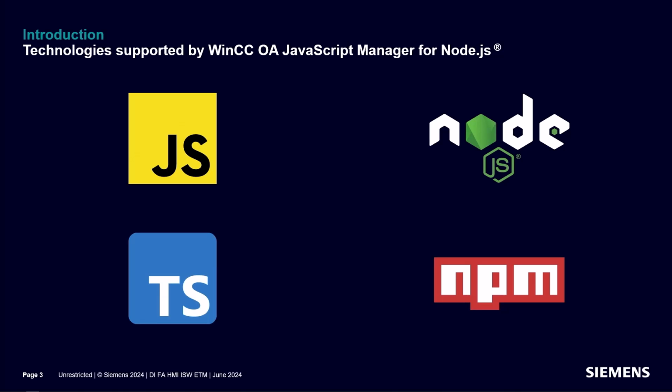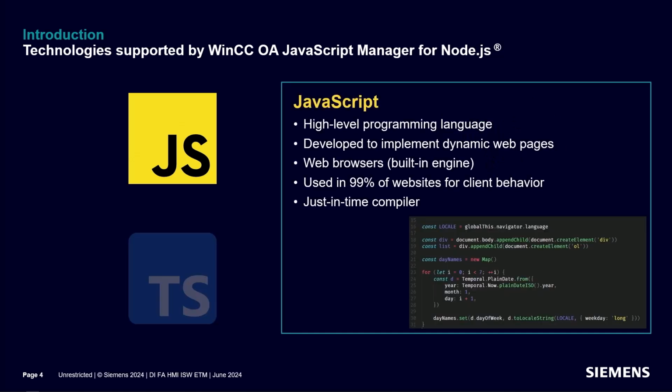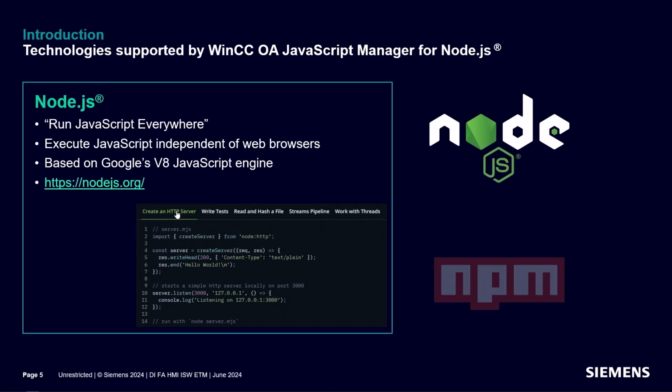The 4 technologies are, the first one is JavaScript. It's a high-level programming language that was originally developed for browsers to implement the interactive part of websites. So basically every website you encounter on the World Wide Web will use JavaScript to implement its interactive features. It's been supported by all major web browsers for a long time. They have built-in engines that handle the JavaScript code. And one important feature, it includes a just-in-time compiler, which allows you to run the code much more performantly than if it's just interpreted.